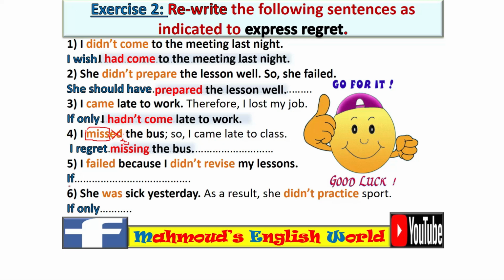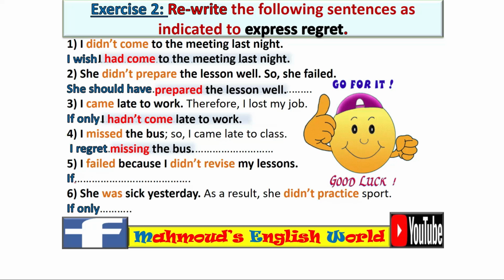Number 5, this is conditional type 3: I failed because I didn't revise my lessons. You should know the cause and the effect. Where is the cause here? I failed is the effect, it's not the cause. The cause is this one: I didn't revise my lessons. And to make it simple for you, whenever you have because, after because is the cause all the time. So the cause we use with the if clause, and the effect we use with the main clause, right? Can you do it?